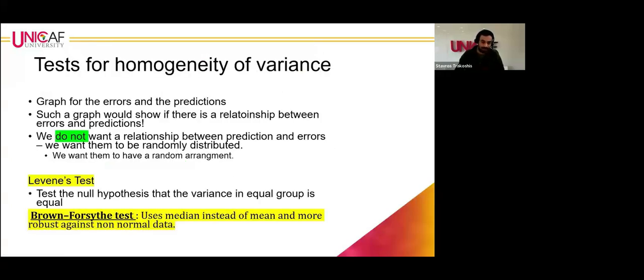And there are tests for this. It's Levene's test that tests the null hypothesis that the variance is equal between groups, so the number of individuals in each group is the same. There is another robust test for the same use, the Brown-Forsythe test, that uses the median instead of the mean, and it's more robust against non-normal data. So it basically cannot be affected by outliers because we know that the median is not affected by outliers.